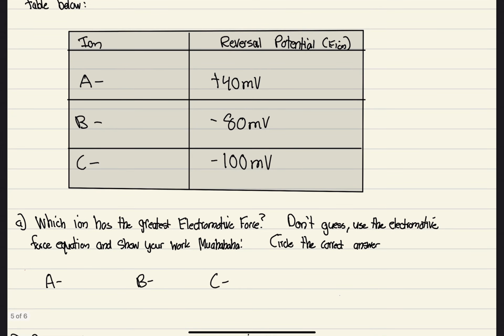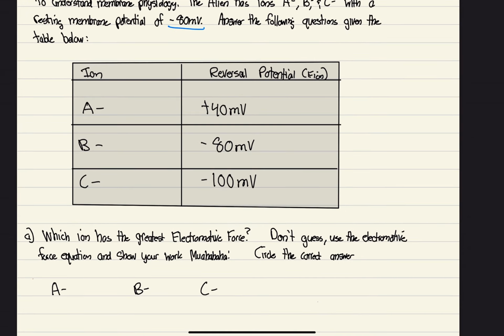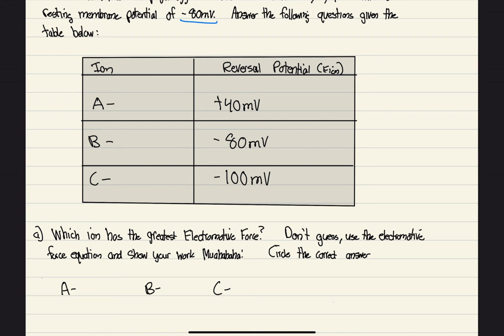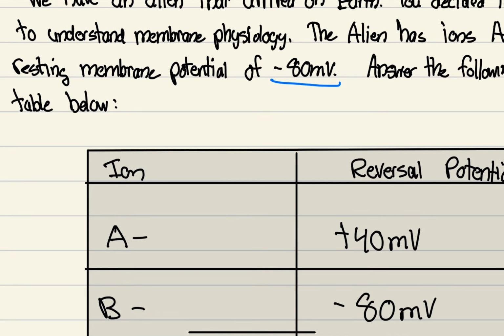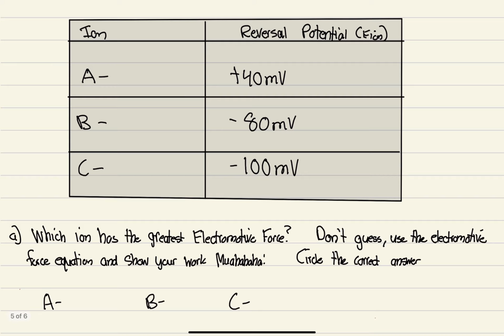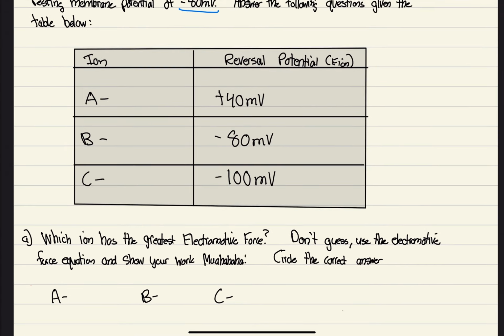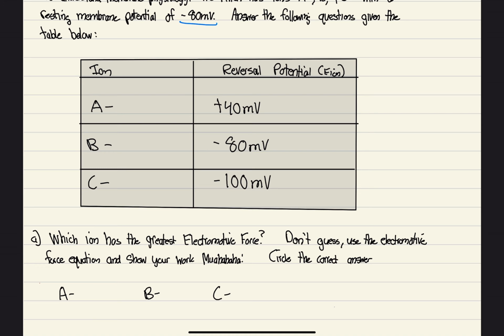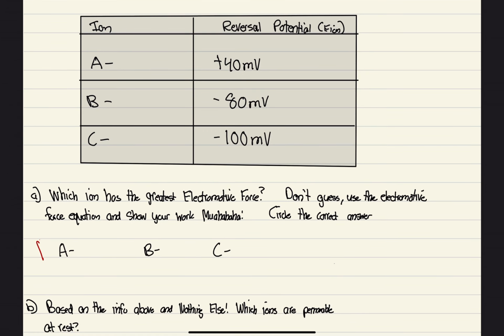Which ion has the greatest electromotive force? Don't guess. Use the electromotive force equation and show your work. Circle the correct answer. Okay, so you don't even have to use the equation. You can literally just look at it and I can tell you what the correct answer is. Which has the highest force? The way you know is you look at the resting membrane potential, which is negative 80, and look at this table to see which number is furthest away from negative 80. That's obviously positive 40. Negative 80 is the same number, and C is not as far as positive 40. Negative 100 is only 20 away from negative 80, whereas positive 40 is 120. So the correct answer is A, but of course it says use the equation, so we're going to do that.